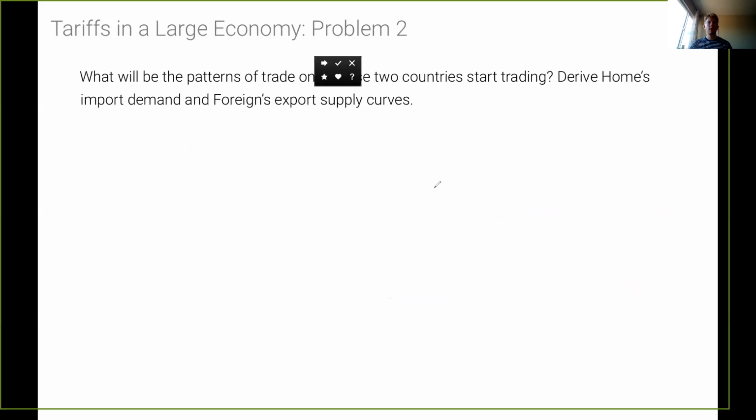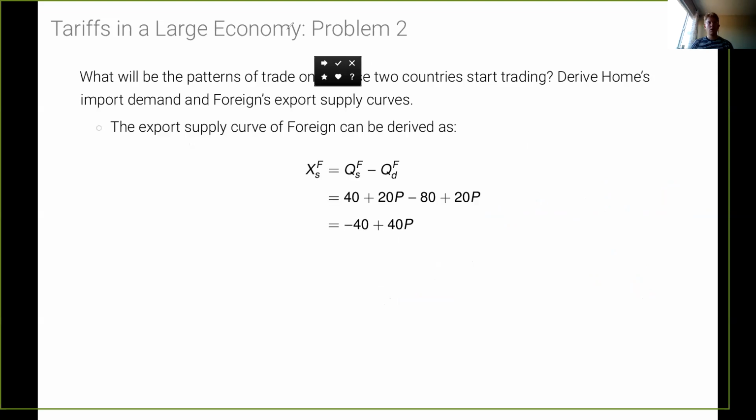Okay. So now let's move on to problem 2. Problem 2 asks: what is going to be the pattern of trade once these two countries start trading? In order to do that, we want to derive home's import demand and foreign's export supply curves for corn. Starting with foreign's export supply, it is going to be the amount that foreign supplies of corn minus the amount it demands.